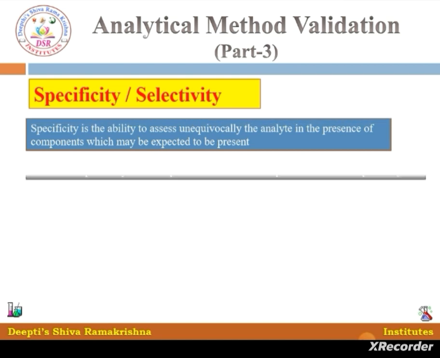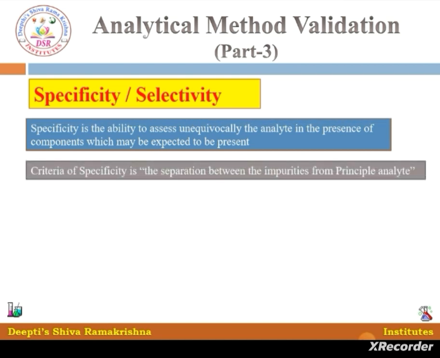Next, specificity and selectivity. As per the guideline, specificity is the ability to assess unequivocally the analyte in the presence of components which may be expected to be present. That means the separation of the impurities from the principal analyte. So let us discuss with one example.